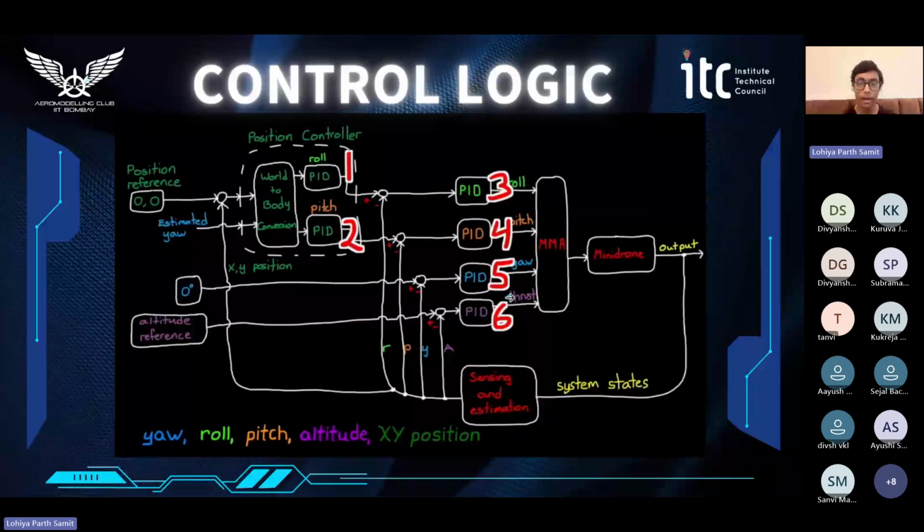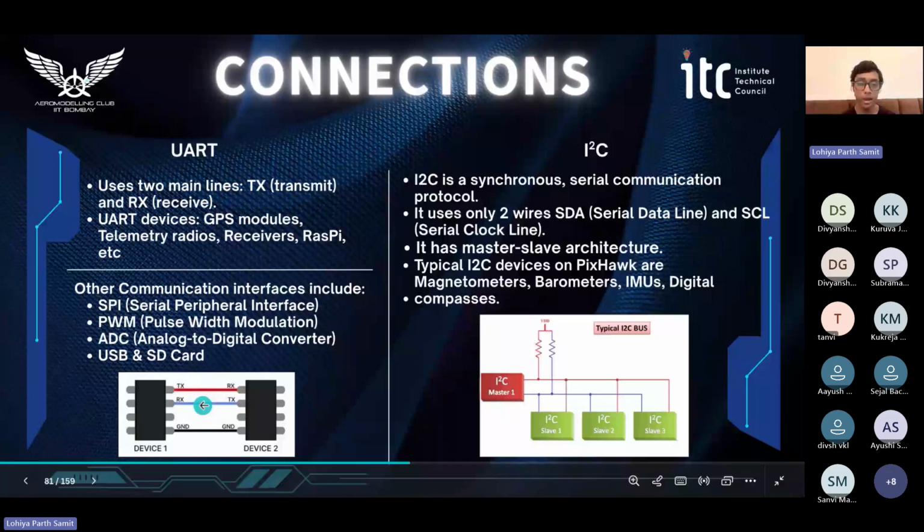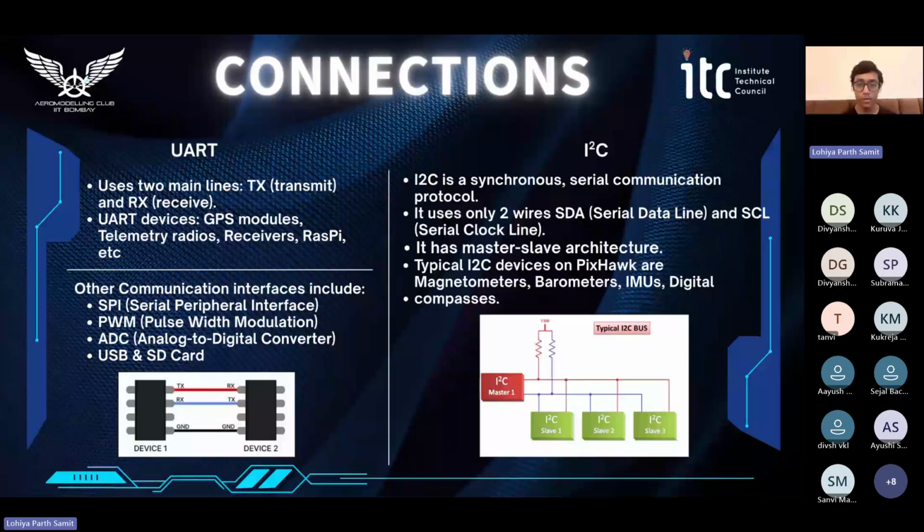Moving ahead, we have the connections. The Pixhawk flight controller uses two main types of connections, that is the UART and the I2C. It also uses SPI. It is not a semester performance index. It is the serial port inputs. Using the two main lines in the UART, that is the TX and RX, one small thing to note is we have to connect the TX of one device to the RX of the other device and vice versa. Devices that can be used for UART connections are GPS modules, telemetry radios, receivers, the Raspberry companion controllers, etc.